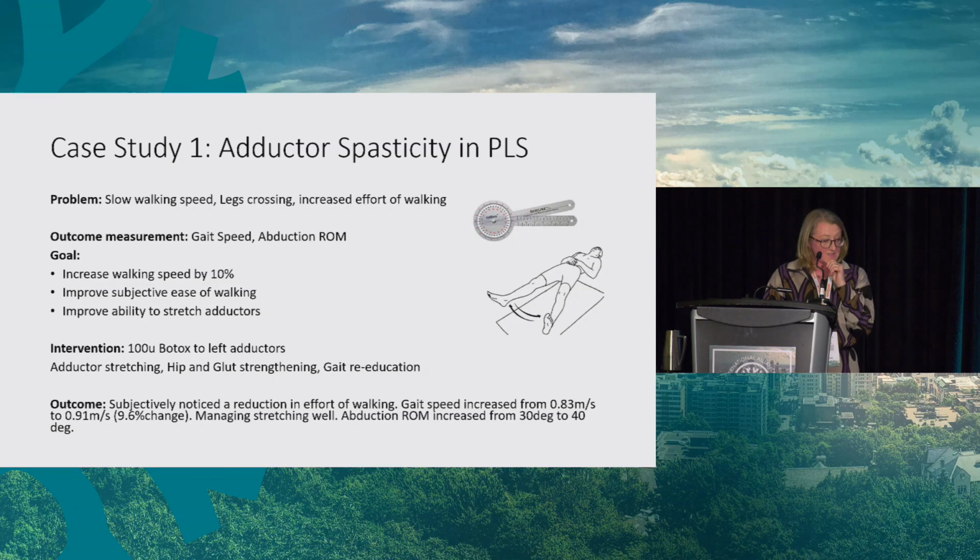So the outcome of that was that she felt a reduction in the effort of her walking, her gait speed increased a little bit, not quite the 10%, but not far off it. She was managing her stretching very well, her range of movement in her abduction increased by about 10 degrees, and she was happy then at the 4-month mark when the toxin had worn off, that she was keen to try again and maybe add in the other leg and try it, so you take it incrementally like that.